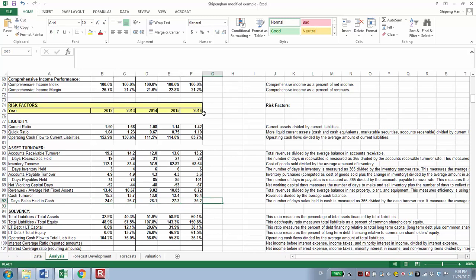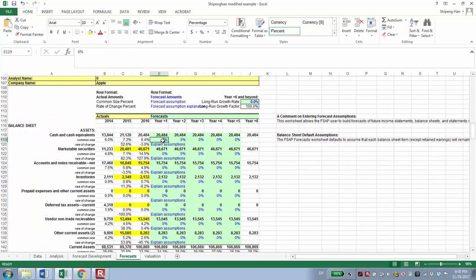Okay, so in 2016, the days sales held in cash is about 35 days. So we just keep using 35 days for our forecast. We need to modify the numbers here a little bit. So we change the percentage. It will be 35. First let me change the percentage to number format. Then we'll enter 35. That's the number of days sales held in cash, right?